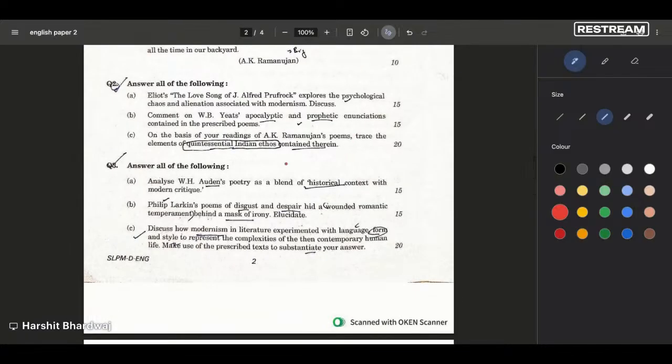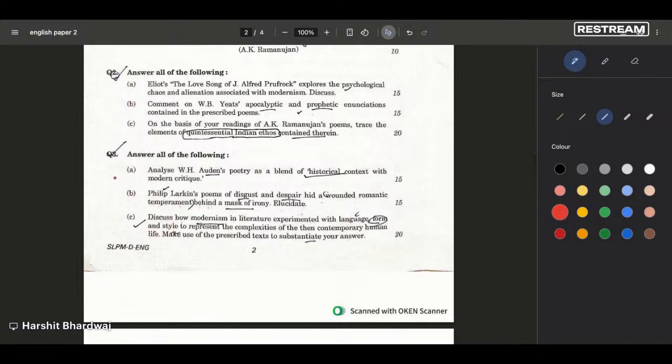If we read the next one: analyze W.H. Auden's poetry as a blend of historical context with modern critique. Again, this allows you to bring in all the poems. Philip Larkin's poems of disgust and despair hid a wounded romantic temperament behind a mask of irony. Elucidate. Again, you can bring in all the poems. Discuss how modernism in literature experimented with language, form, and style to represent the complexities of then contemporary human life. Make use of the prescribed text to substantiate your answer.